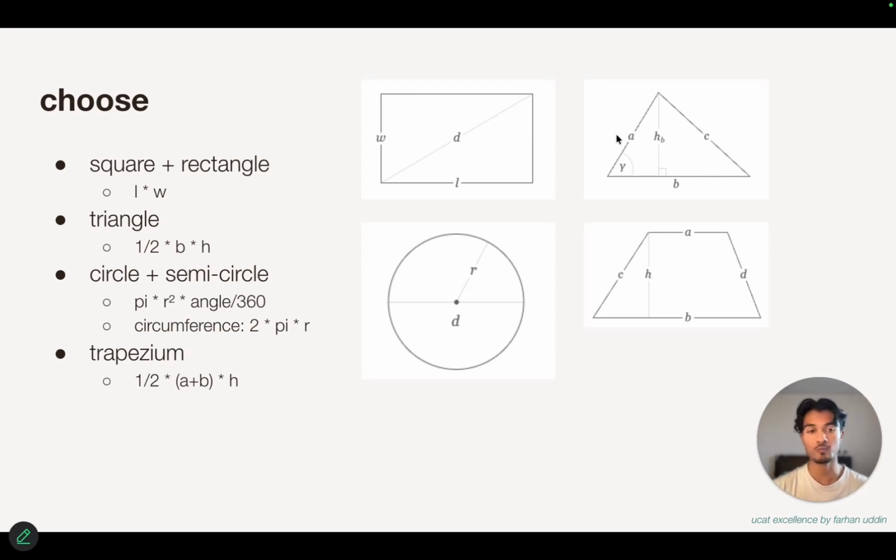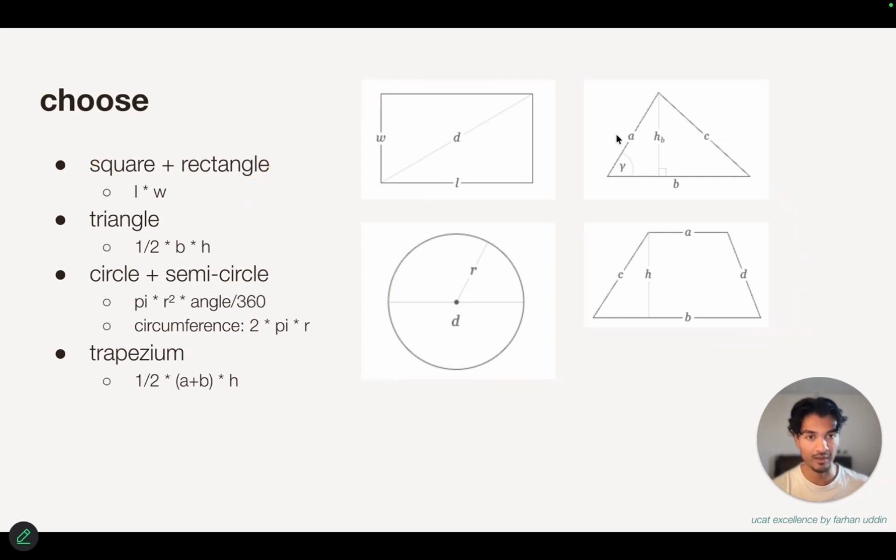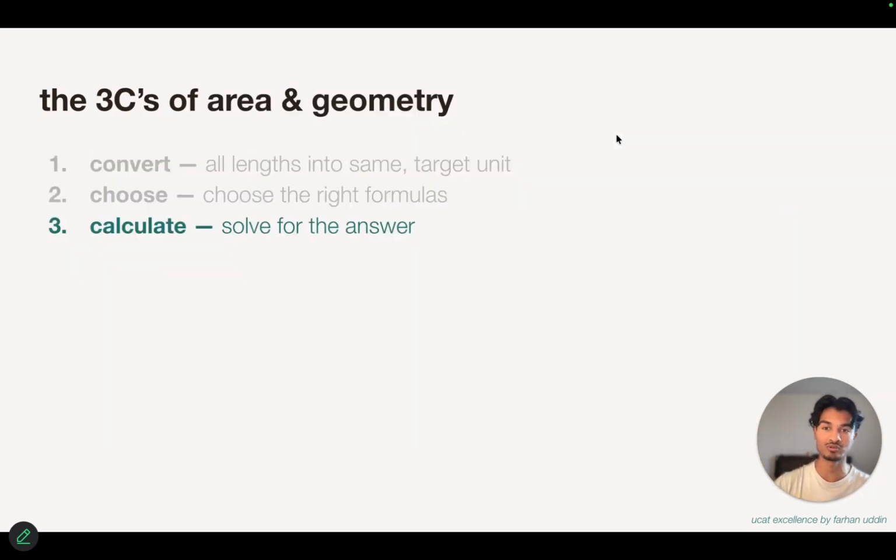If there's going to be a more complicated shape, then they'll just give you the formula to use. This is not a game of how many formulas you can memorize, apart from these, because I think these are expected to be known, but it is a game of how well you can apply. So then the next step from choosing is simply to calculate. So this is the 3C's of area and geometry.